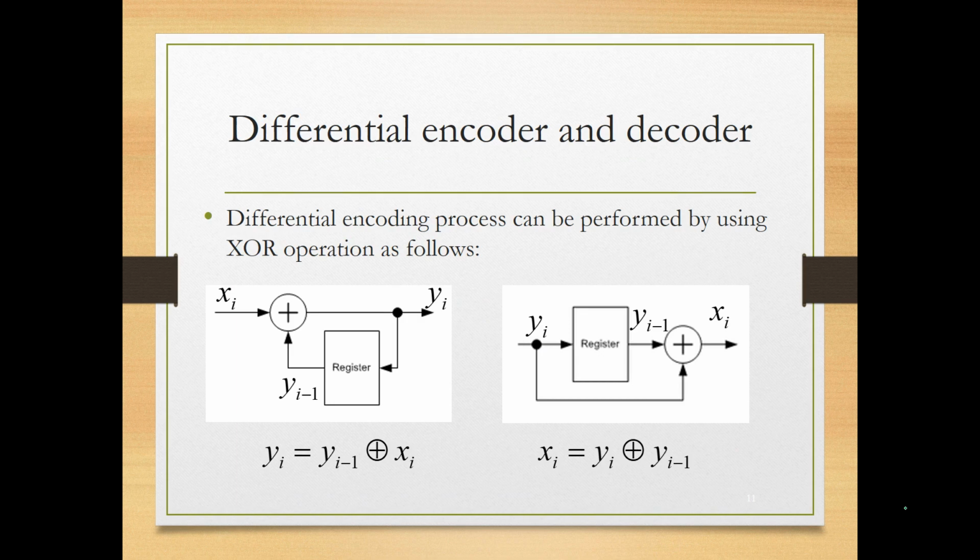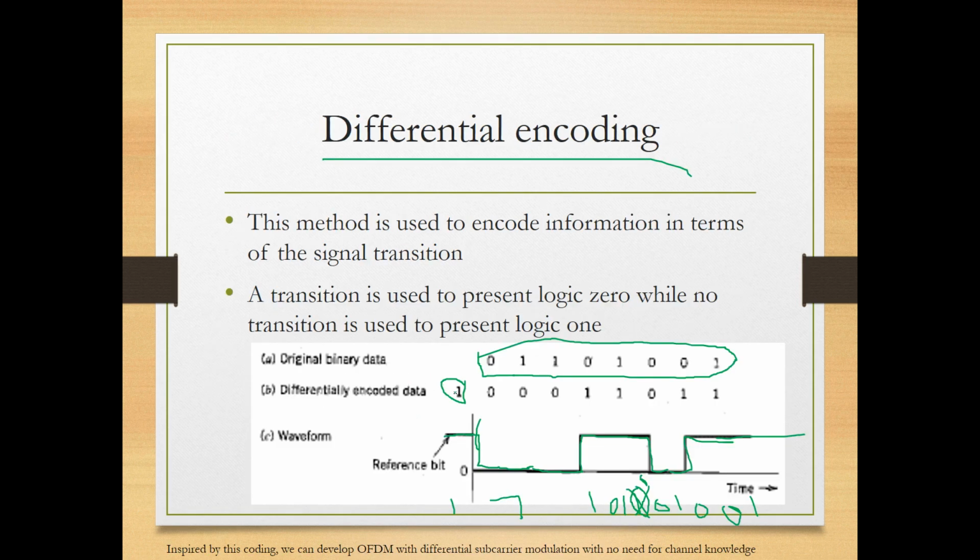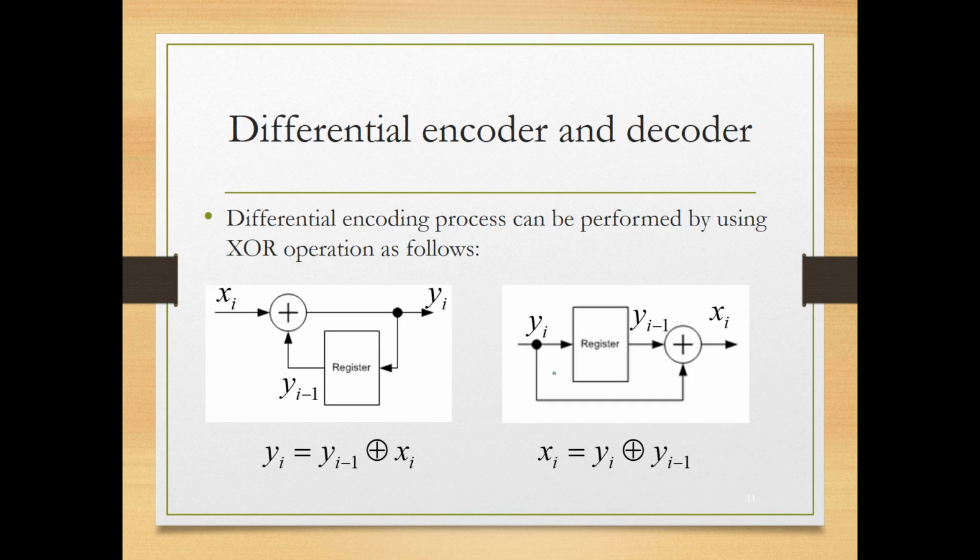How do you generate this? What type of circuits do you use? The differential encoding process can be performed by using an XOR operation. Very simple. Here we understand the logic of it, the physics. By logic, if there is a change, you make a transition. But in digital computer systems, how do you perform that? By XOR operation. You XOR your current data bit with the previous one. The previous one is the reference, actually.